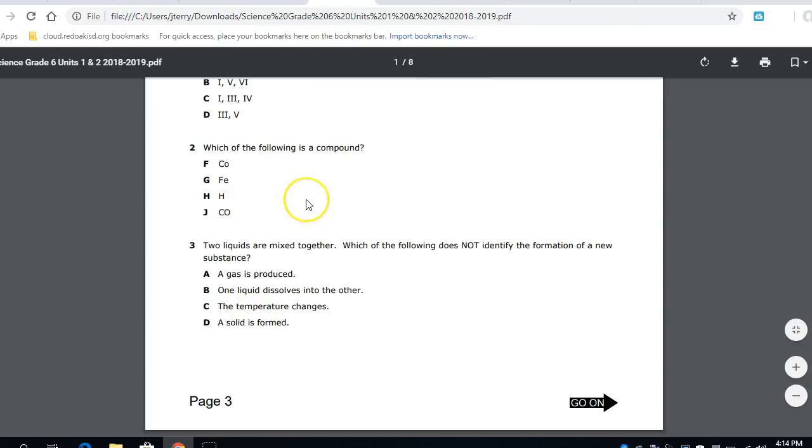Question 2. Which of the following is a compound? F is capital C, capital O, sorry, that's capital C lowercase o. G is capital F lowercase e. H is H. And J is capital C capital O. Which of the following is a compound?